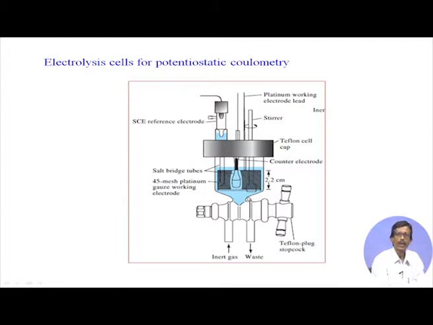In the block diagram we have seen that 3 electrode system is there, and this is the working electrode. So, the platinum working electrode lead, basically, is the connector, and this is the corresponding wire gauze. So, it is a 45 mesh platinum wire gauze as your working electrode.